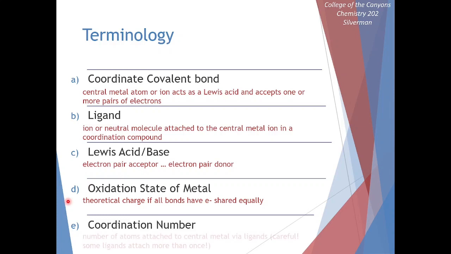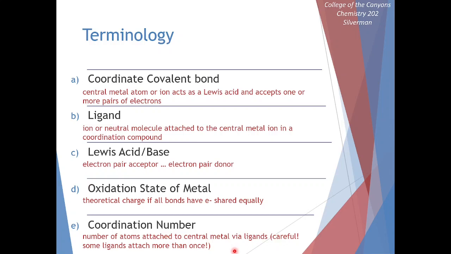For these compounds, we can also have the coordination number as the number of atoms attached to our central metal, right? Not just the number of ligands that are attached, but the number of atoms that are attached from our ligands. Let's be careful here. We'll see this in just a moment. Some of our ligands can attach more than once.